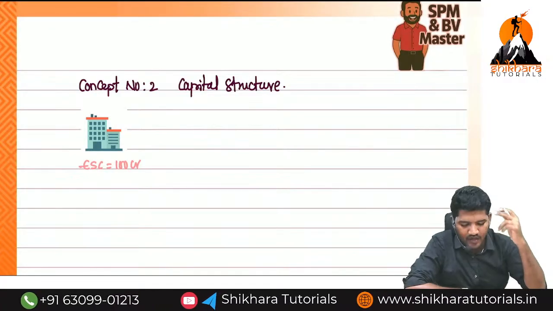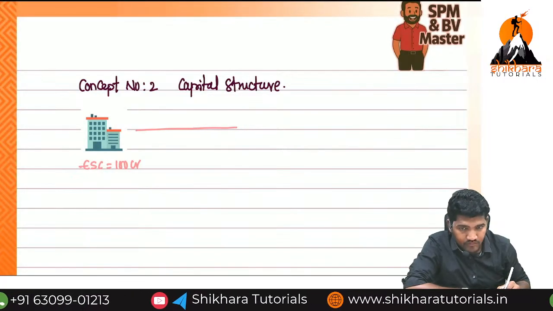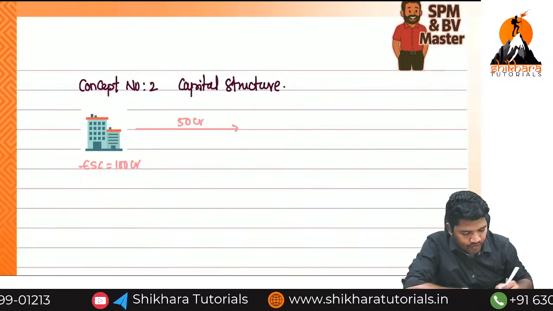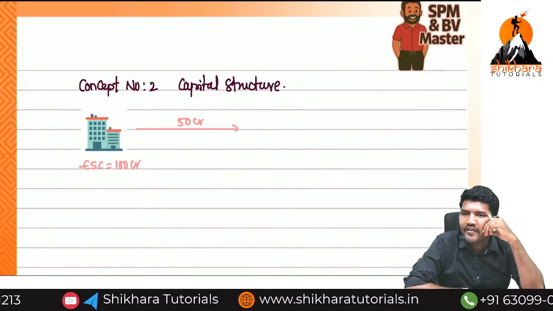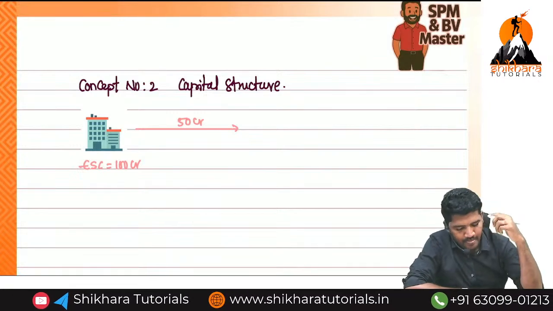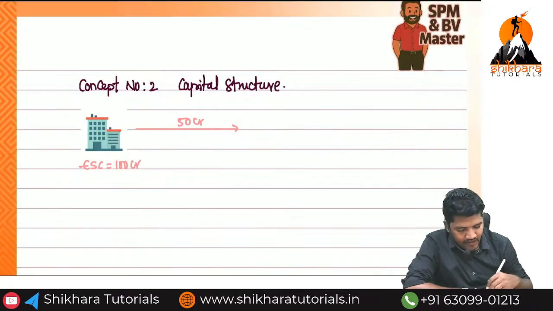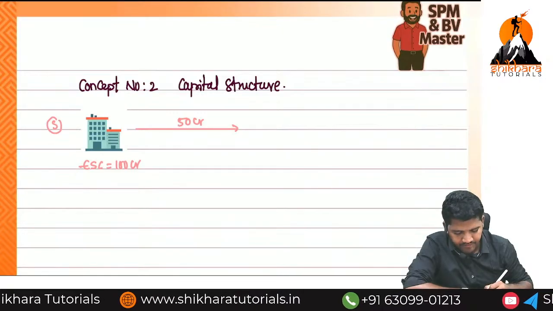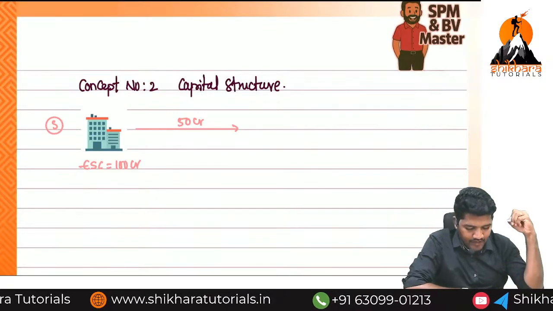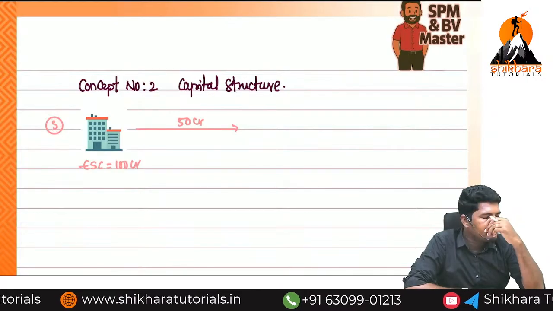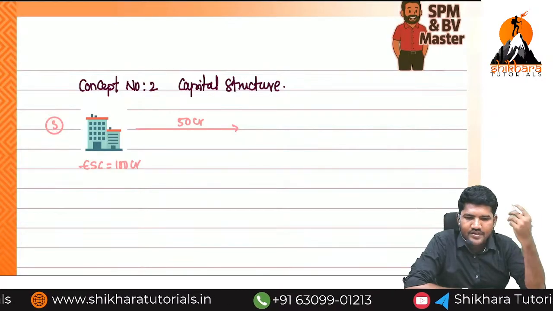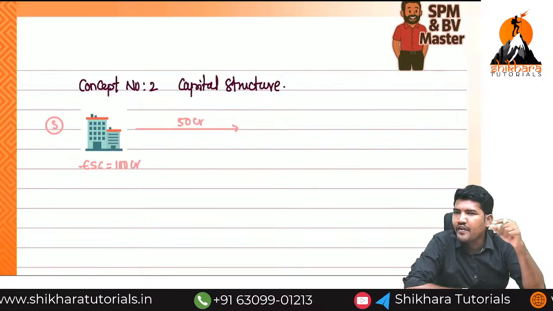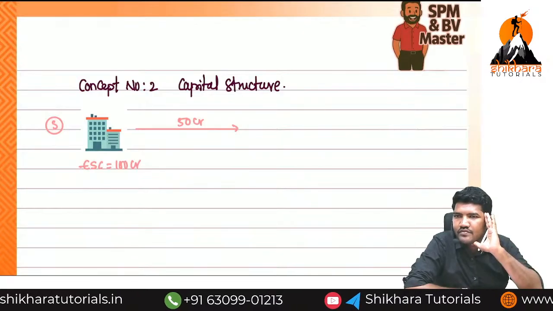Guys, clear? Now the company requires another 50 crore rupees. For example, the name of this company is Shikara. The management of this Shikara company said to their CFO, we need 50 crore rupees. You are the CFO.